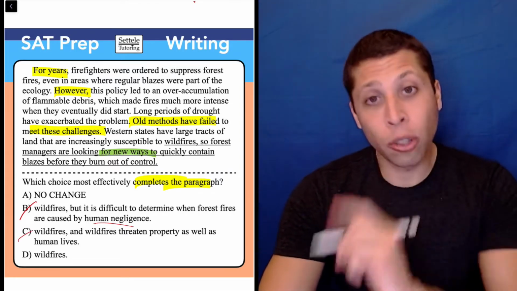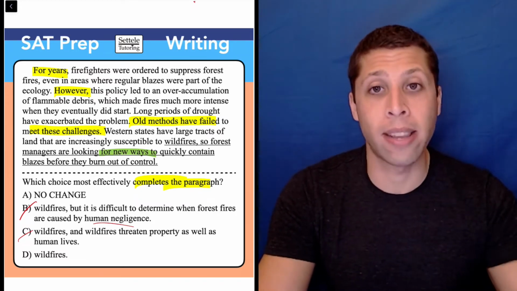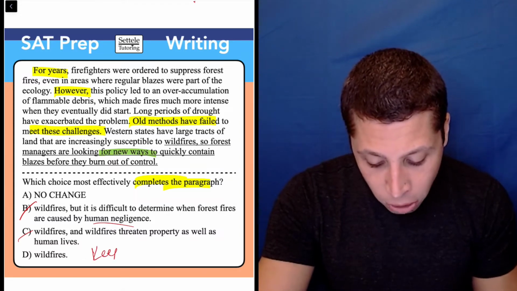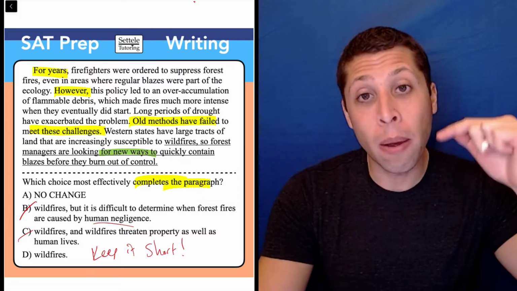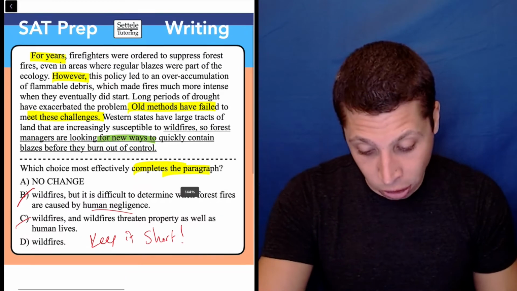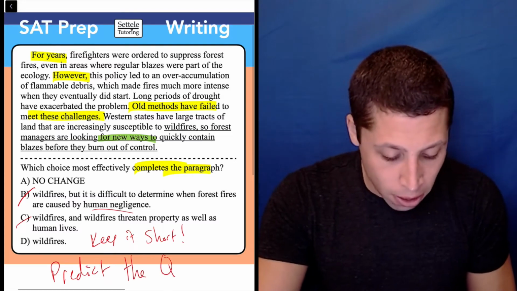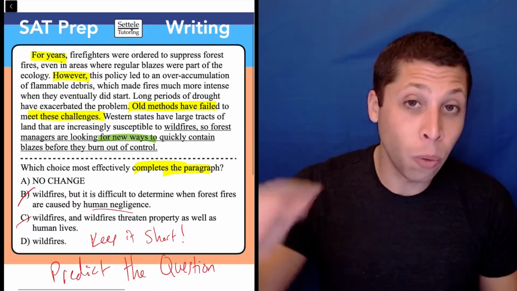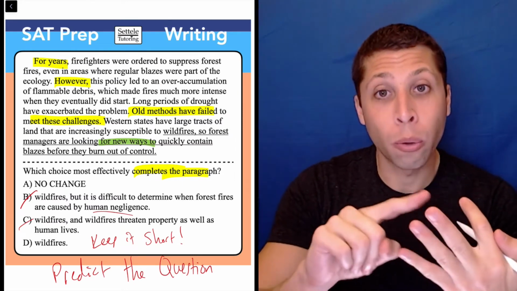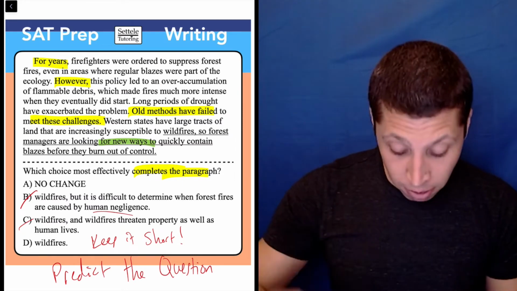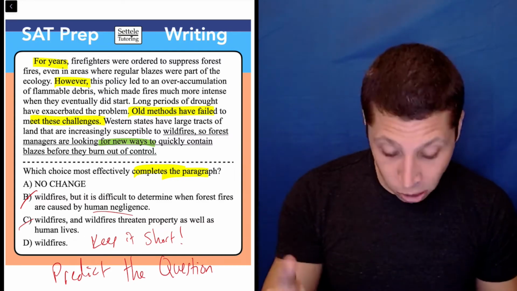I think the most tempting choice is choice D because it seems to follow one of our other rules for the writing section, and that's that we should keep things short. But this is why it's so important to follow the biggest strategy for the writing section, which I call predict the question. We should know going in what type of question we have. Is it about ideas, grammar, or style? If it's about style, then keeping it short matters. But this is not a style question, this is an ideas question.